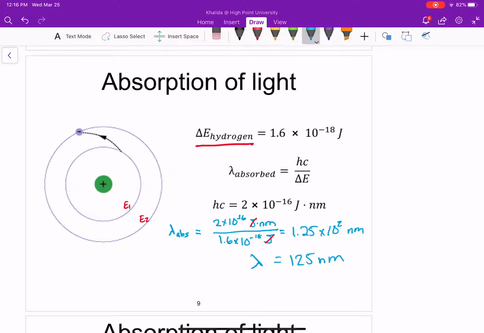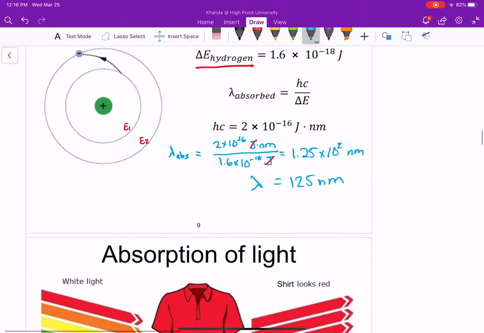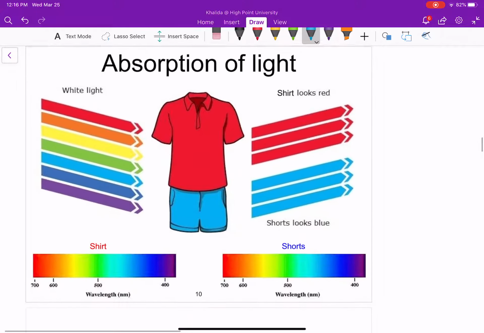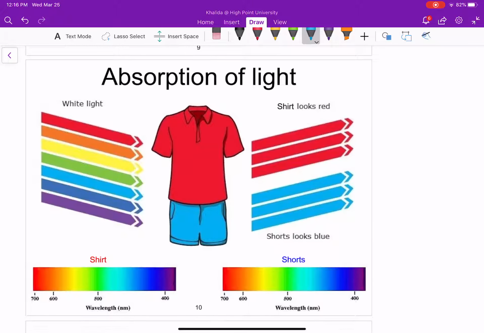So that means that light that is absorbed by the hydrogen atom that successfully gets this electron from the first level to the second level has to be 125 nanometers in wavelength, which is not actually a visible color to us. This is in the ultraviolet spectrum. But many other molecules do have wavelengths in the visible spectrum that they can absorb in order to jump to a higher energy level.